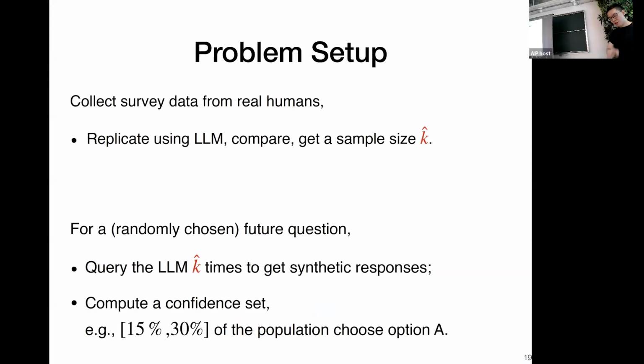Based on historical data, the key summary statistic you extract is the sample size k hat, which is an integer. Then in the future, for a randomly chosen future question, you will use this sample size k hat for simulation. Suppose you already have 200 questions. For a new question, you will query the language model k hat times to get synthetic responses and construct a confidence interval. Your final answer would be something like: between 15% and 30% of the population will choose a certain option. That's a typical type of answer you may get.